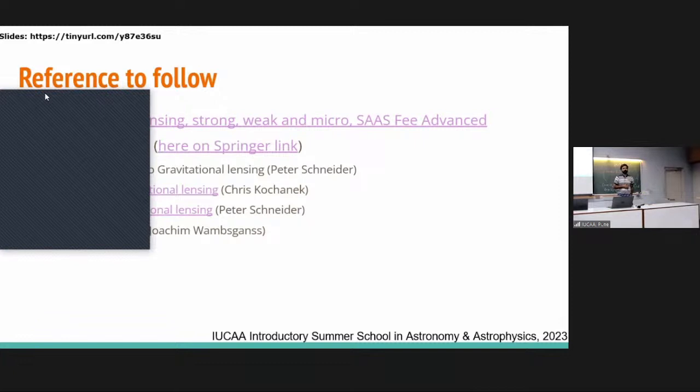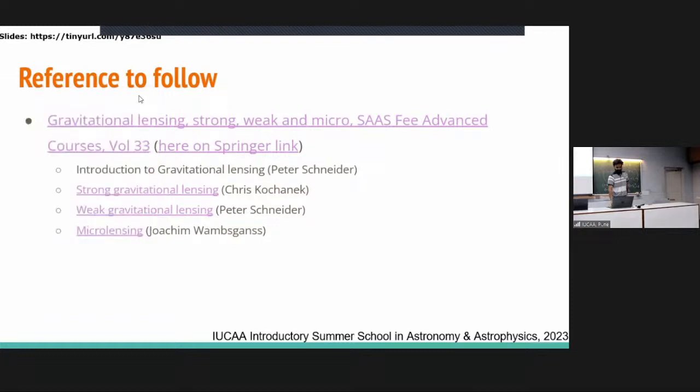I'm also confused, like how measuring tangential shear is independent of mass. Isn't it dependent on the gamma 1, gamma 2? I'm sorry, can you say that again? Maybe I went too fast. Yes, tell me. Is it right that the tangential shear and perpendicular shear are independent of mass?